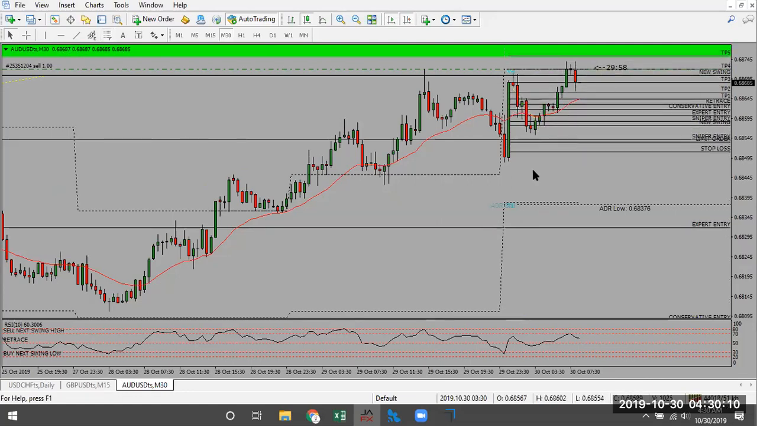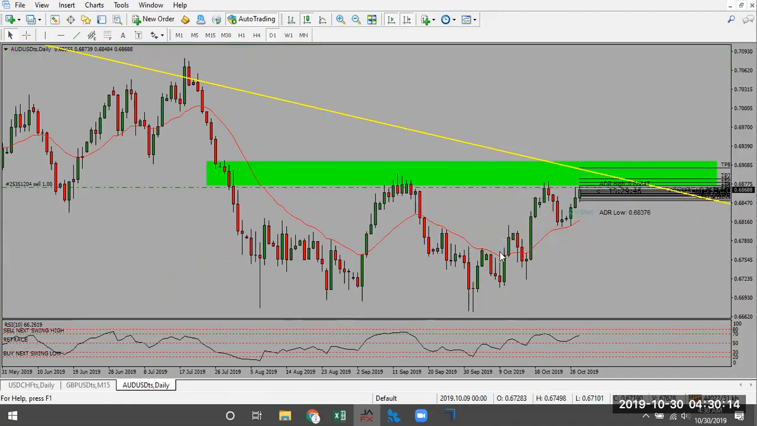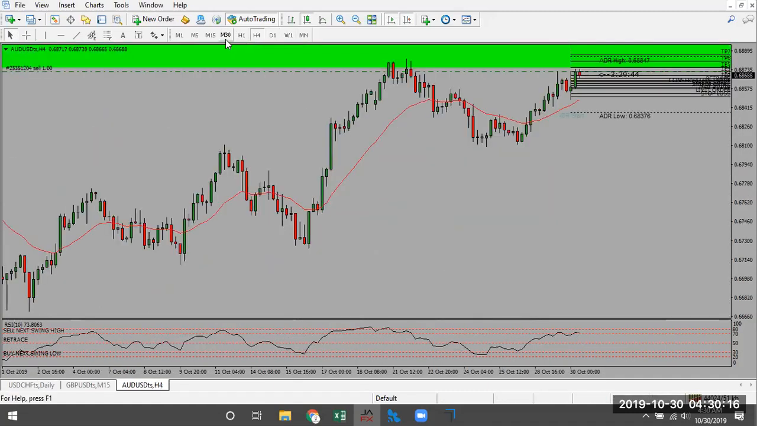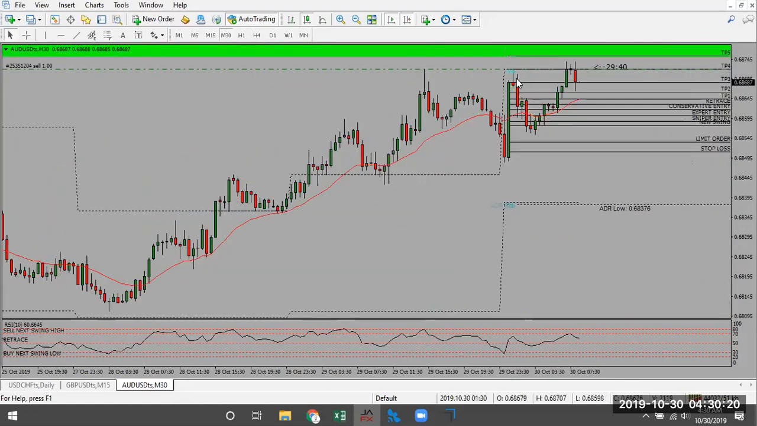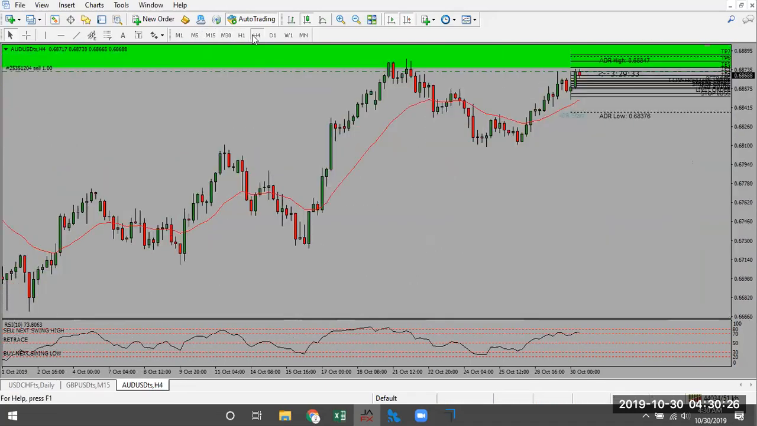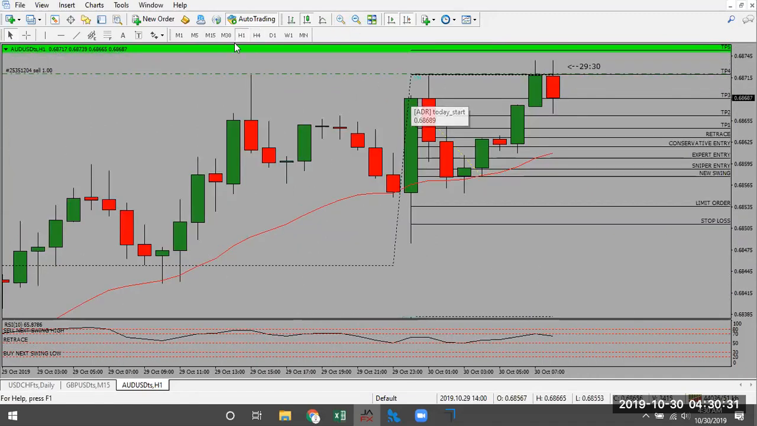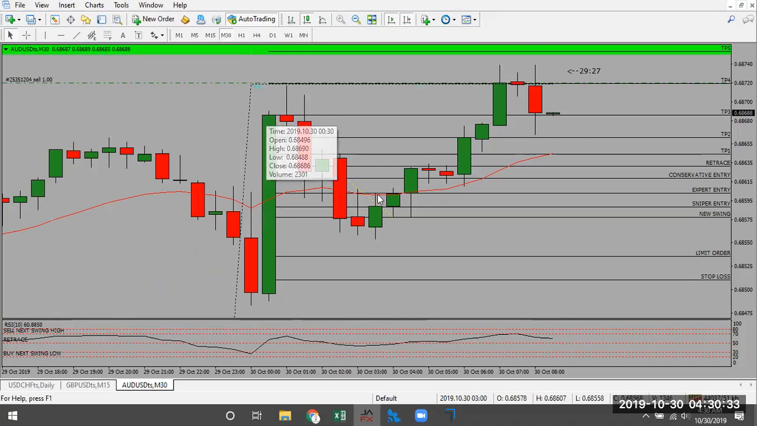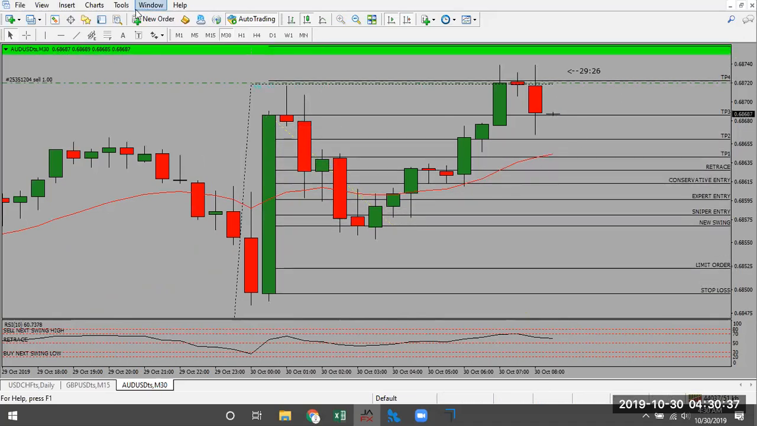Let me get that out of there. On the 30-minute chart, we definitely have a swing high, swing low. We're at a TP, TP4.